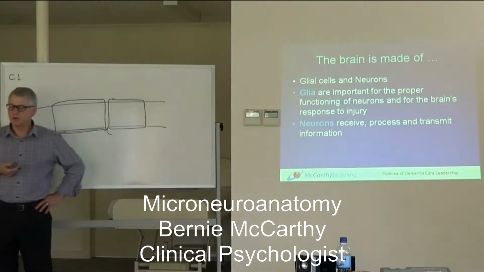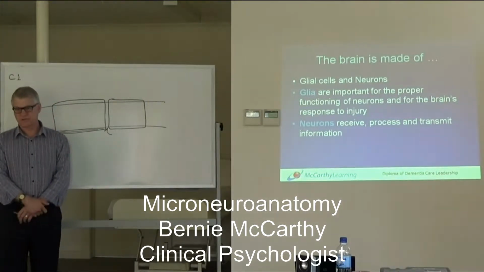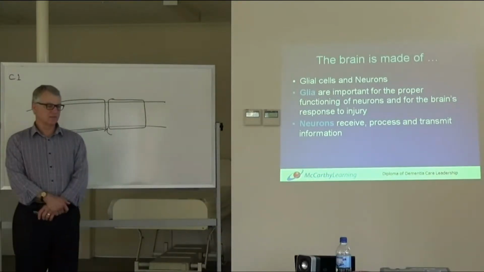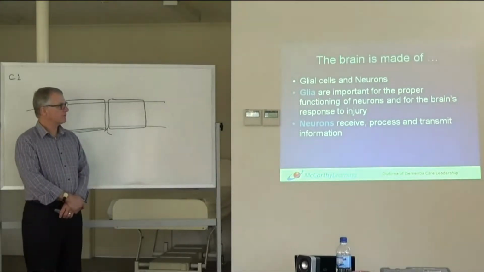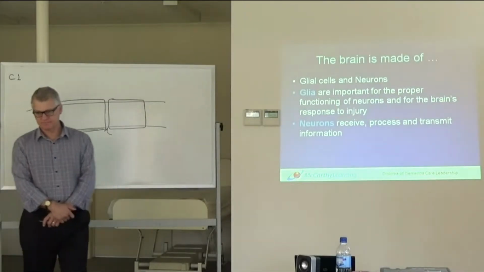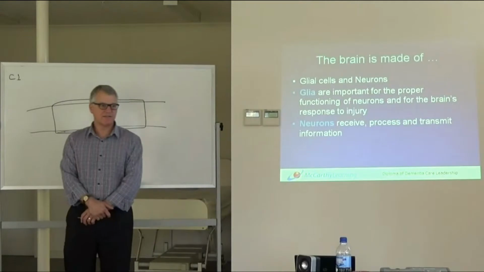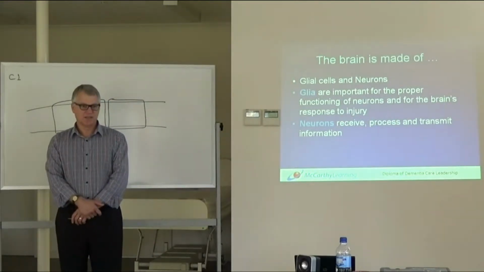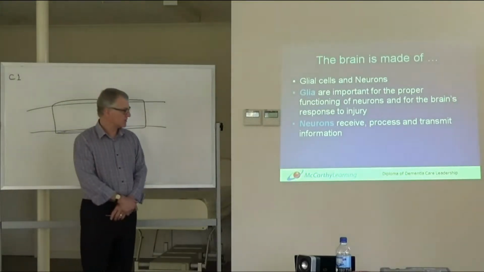The brain is made up of glia and neurons. Neurons are not the only cells in your brain. There are glial cells, glia, and they're important for the proper functioning of neurons and for the brain's response to injury. Someone once described the glia as a bit like the scaffolding that enables the rest of the brain to stay in place. So glia are really important. They're a bit like the transport system.